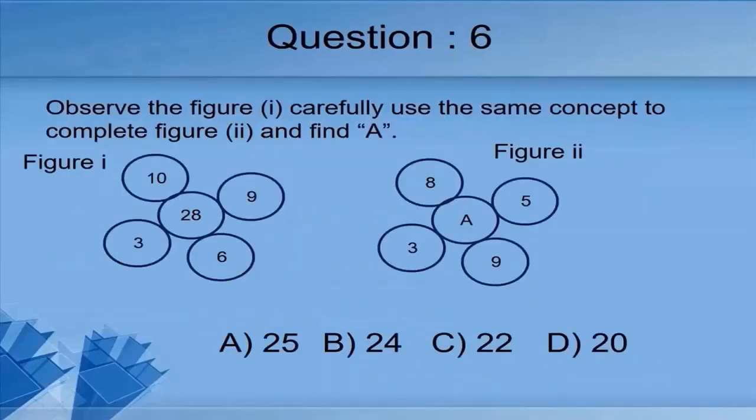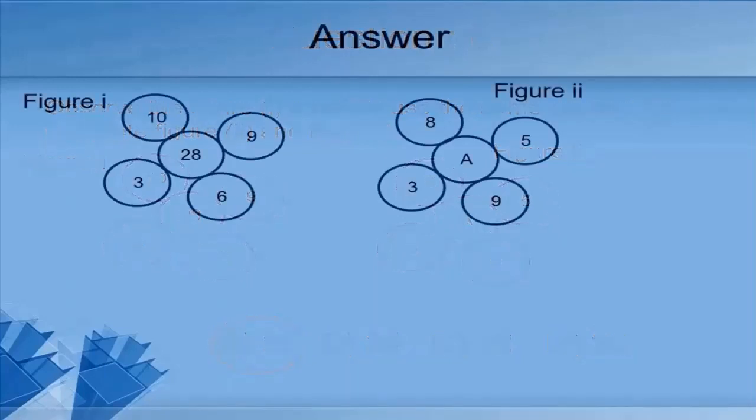Now question number 6. Observe figure 1 carefully. Use the same concept to complete figure 2 and find A. The answer to this one is 25. Now let's see why. Now let us observe figure 1 carefully. We will try addition here.